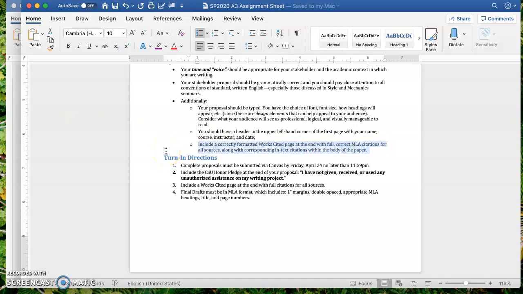So that's just like with A2, it's going to be MLA citations. I want you to include in-text citations whenever you cite a source that is not from you. Anytime you're using information that you got from somewhere else, I would like you to use in-text citations. So definitely make sure you are doing that within your A3 as well.